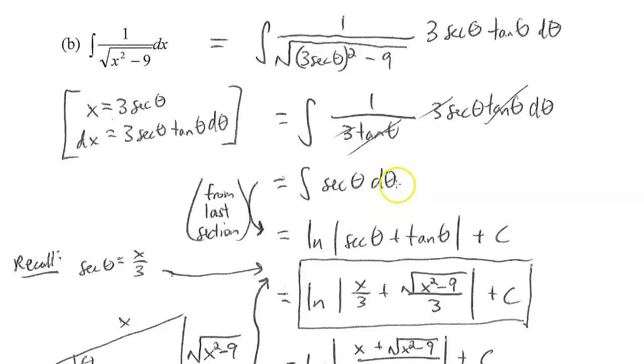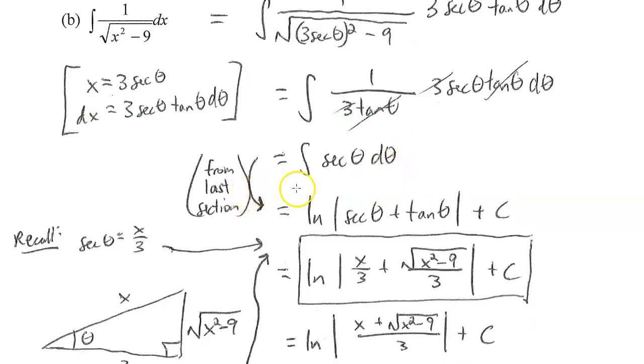Well, how do we integrate secant theta? Remember there was a special trick that we did from the last section. In fact, that was part of the reason that we did those trig integrals in the last section: now when we're doing trig substitution, we end up getting some integrals that involve trig functions. And it turned out that the integral of secant was natural log of the absolute value of secant theta plus tangent theta, plus c.